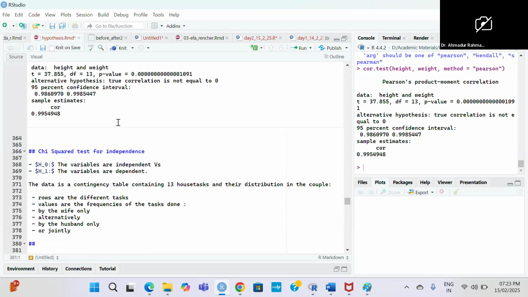Then chi-square test for independence. We will be checking whether they are significantly dependent or independent. So here we have taken some data. That data is of 13 house tasks and their distribution in the couple.